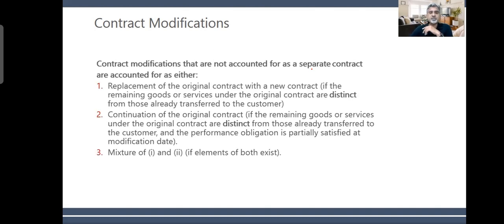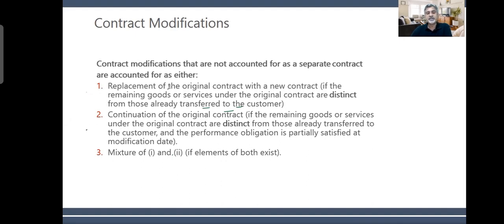So these modifications are, number one, replacement of the old contract with the new contract, if the remaining goods or services under the original contract are distinct from those already transferred to the customer. Number two, continuation of the original contract. The original contract continues, and we call it a renewal of the contract. And number three, a mixture of 1 and 2 if elements of both exist.